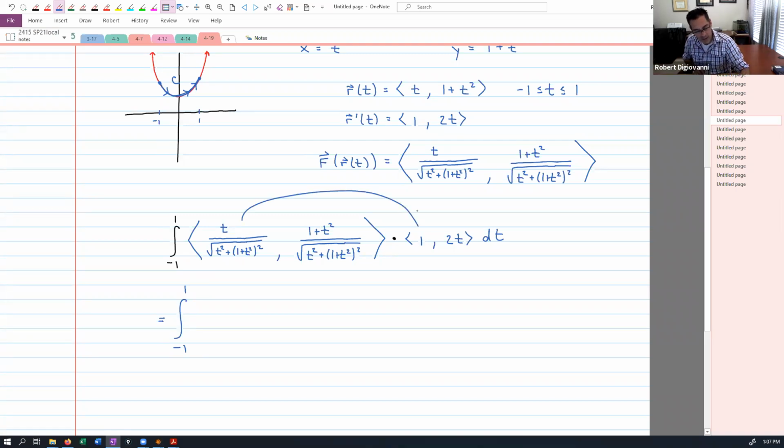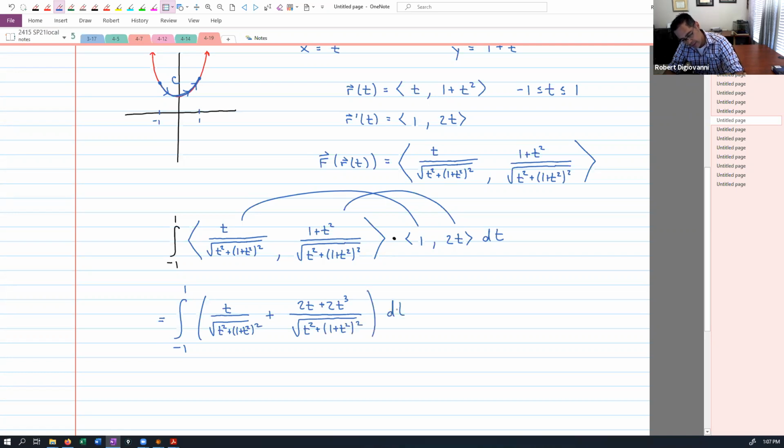So I multiply that times that. That's just going to give you this initial first one here. And then I'm going to say plus, and now I'm going to do this multiplication here to here. So I'll distribute the 2t through the top there. It'll be 2t plus 2t cubed all over the square root of t squared plus 1 plus t squared squared, all of that dt.